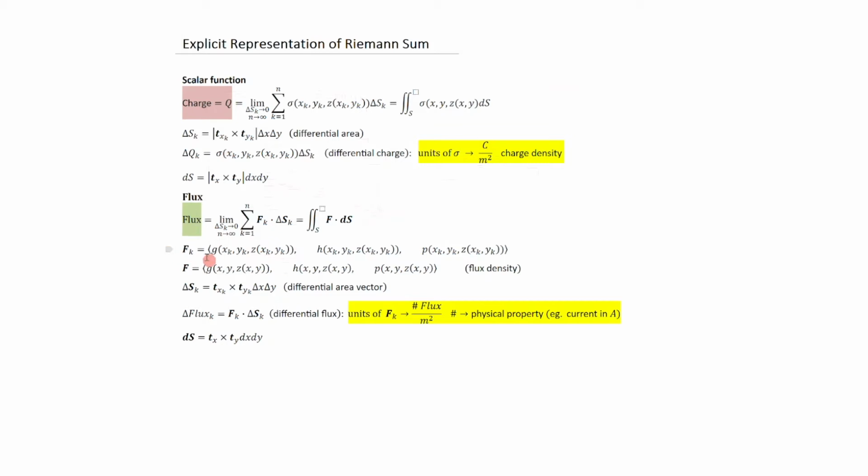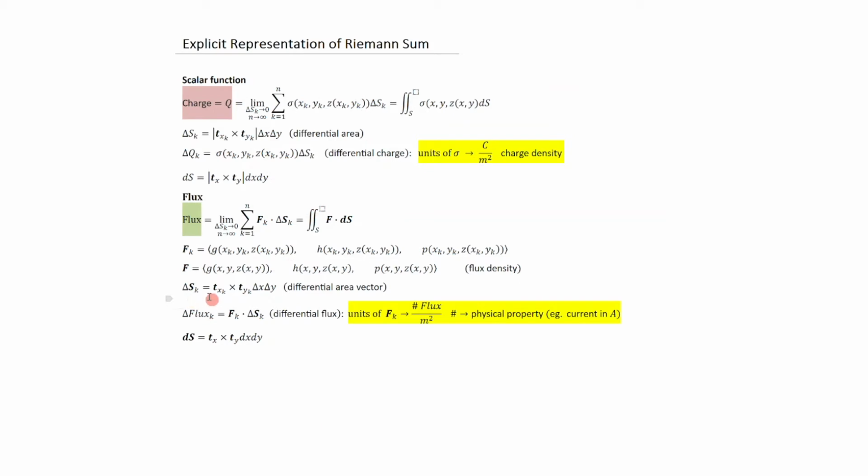So F of k basically would just be the coordinates of the vector field, but now the coordinates are with respect to x, y, and z, where z is a function of x and y. So this is the x coordinate, the y coordinate, and the z coordinate for the vector field F. In the limit, then, this is just a continuous function. It's not looking at individual differential areas indexed by the subscript k. Here it's just a continuous function, and this is the flux density.